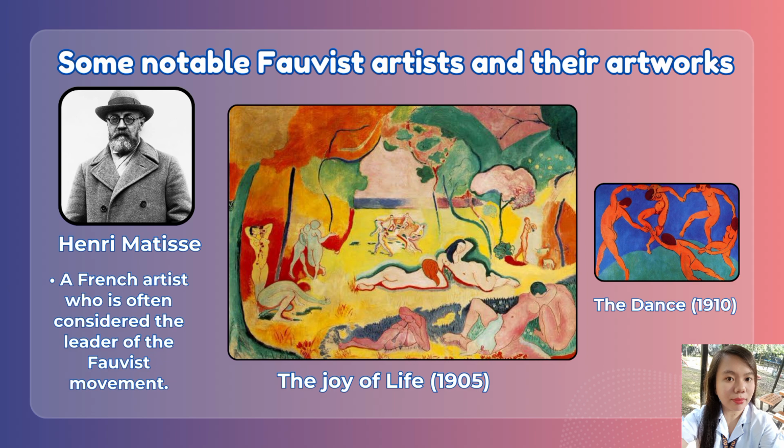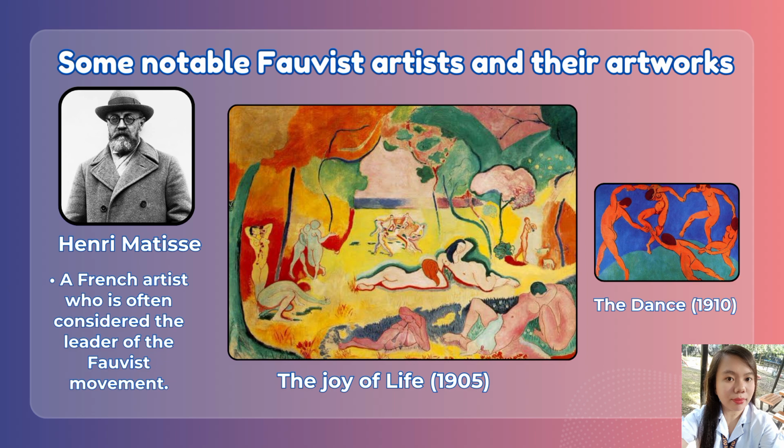The Joy of Life is one of his artworks, created in 1905. This painting is a perfect example of Fauvism, with its vibrant, unnatural colors and flowing, simplified shapes. The artwork depicts people relaxing in a lush, dreamlike landscape, conveying a sense of harmony and happiness. If you observe closely, at the center of this artwork, you can see a circular dance of figures, which is a motif Matisse developed further in his later painting, The Dance.